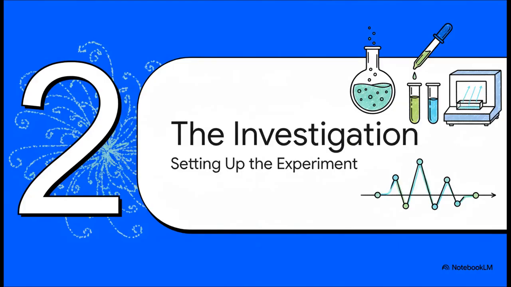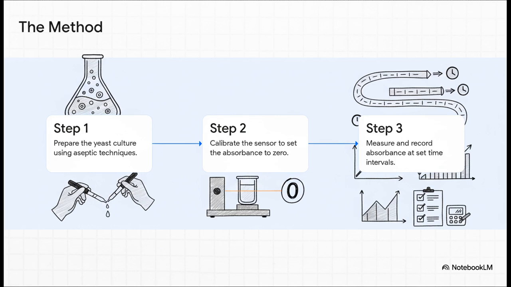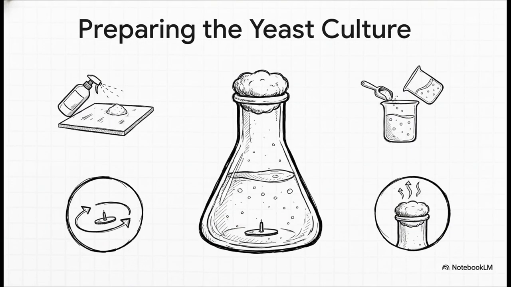All right, now that we understand the what and the why, let's get into the how. We're going to walk through the actual setup of this investigation step by step so you can see how it's done. It all really boils down to these three key stages. First, you've got to create that perfect environment for our yeast. Then, and this is important, you have to calibrate the sensor. Basically, you have to tell it what perfectly clear looks like, so it has a baseline. And finally, you get to kick back and just let the sensor record the whole story as the culture grows over several hours.